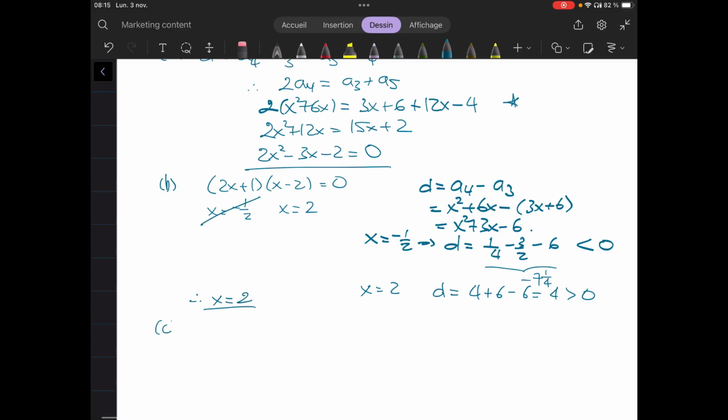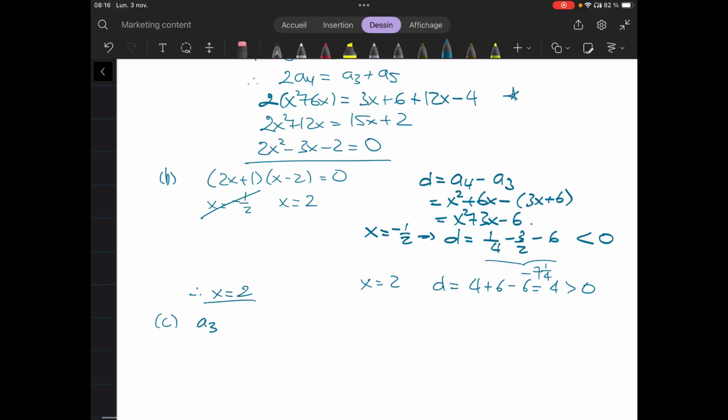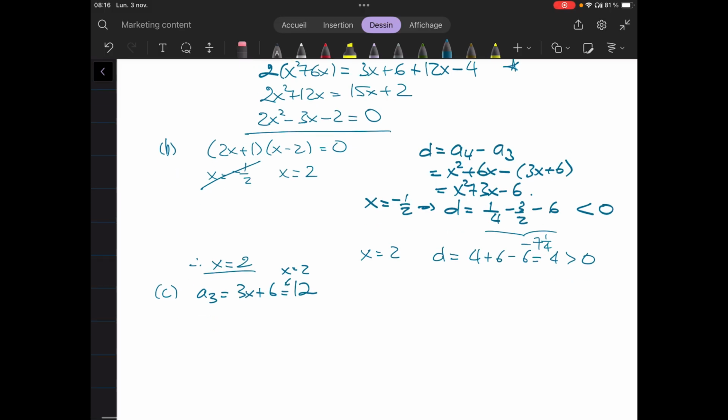Part C. We now want to find this sum. This sum means that you're adding all the terms of an starting from a3 and ending at a12. The value of a3 is 12. The value of the common difference we found to be 4.